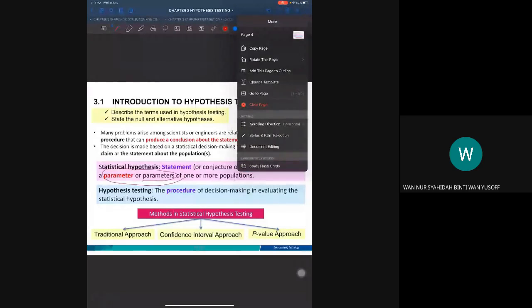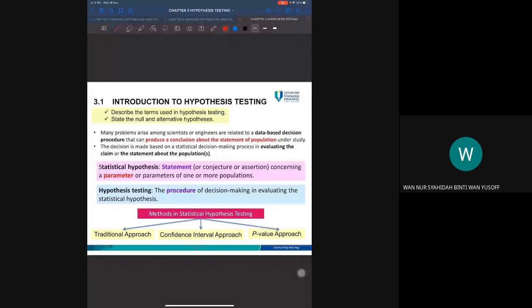Let's do a quick review of the introduction to hypothesis testing. A statistical hypothesis is a statement about a parameter or parameters of one or more populations. When you formulate your hypothesis, it must be with notation, and the notation we use here is the parameter. You cannot use the statistic. You cannot use x bar. You cannot use s.